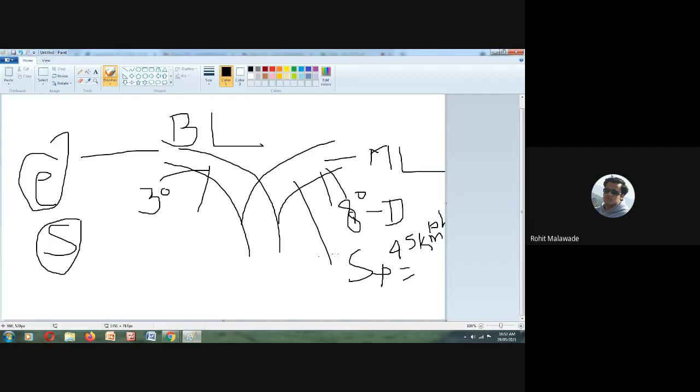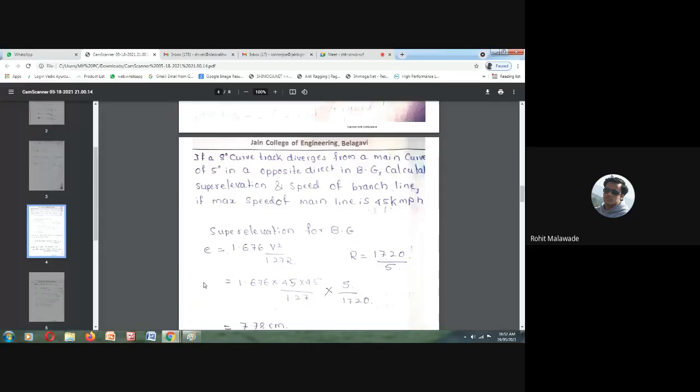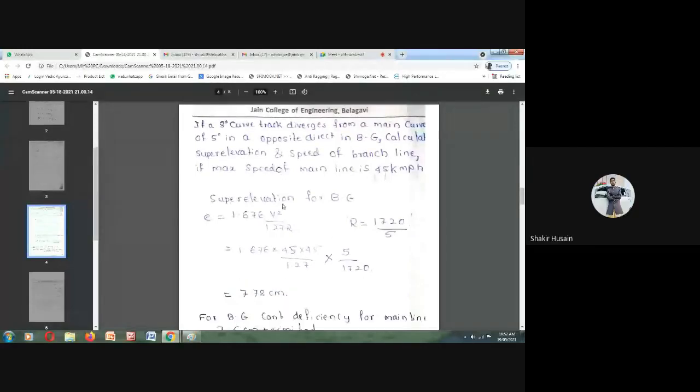As I have already told, the super elevation on the main line should be higher than on your branch line, and the speed on the main line should be greater than the speed on the branch line. So these are the two conditions that we have to satisfy. Is this much understood? Yes, sir. Is it clear? Okay, shall I go ahead now? Yes, sir. Okay, fine.